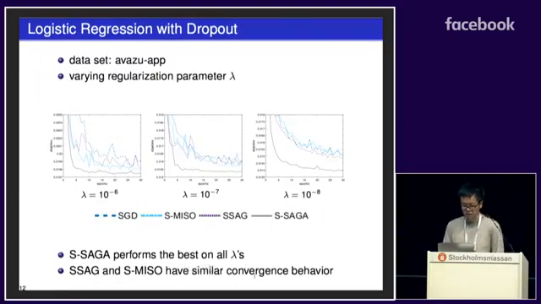And here is our experiment result. We performed the experiment on logistic regression using a CTR dataset with millions of samples and features. And we varied the regularization parameter. Here you can see with different regularization parameters, S-SAGA performed the best. And SAG and S-MISO have very similar convergence behavior.